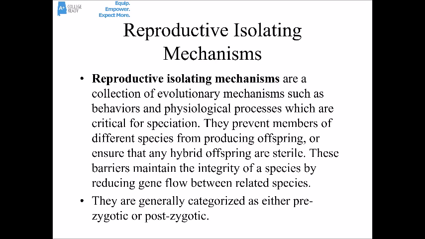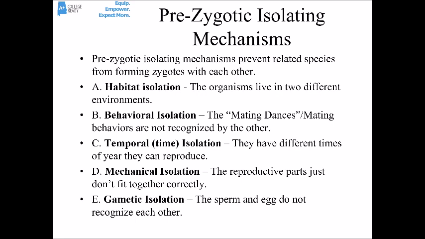These processes help to maintain the integrity of a species by reducing the flow of genes between species that are related. They're usually categorized as either prezygotic, before the formation of the zygote, or postzygotic, after the formation of the zygote. The prezygotic isolating mechanisms prevent related species from ever forming zygotes.